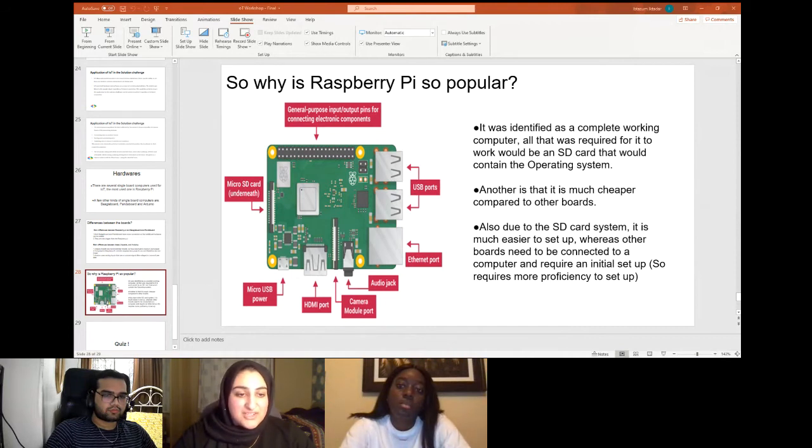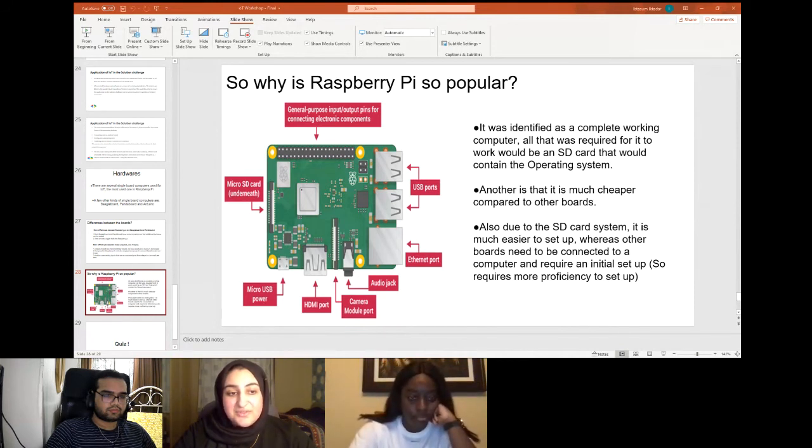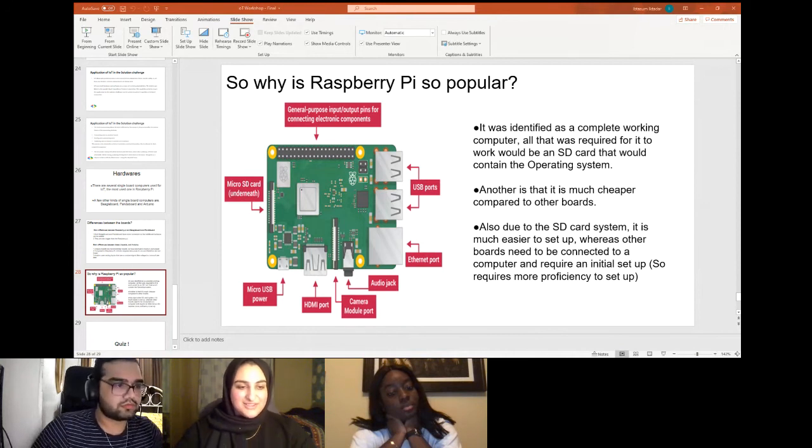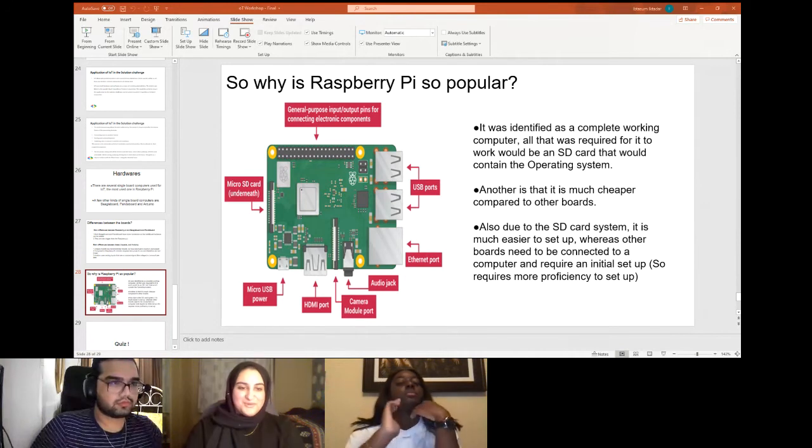Another reason is that it's much cheaper compared to the other boards, and due to the SD card system, it's a lot easier to set up. In terms of the other boards, you actually need to connect them for an initial setup. That would require a bit more know-how in terms of how you should deal with those boards. Raspberry Pi seems to be most efficient if you haven't got as much knowledge, it's a lot easier. Now we'll move to Ibtisam, who'll go through a bit about the IoT Cloud Core.